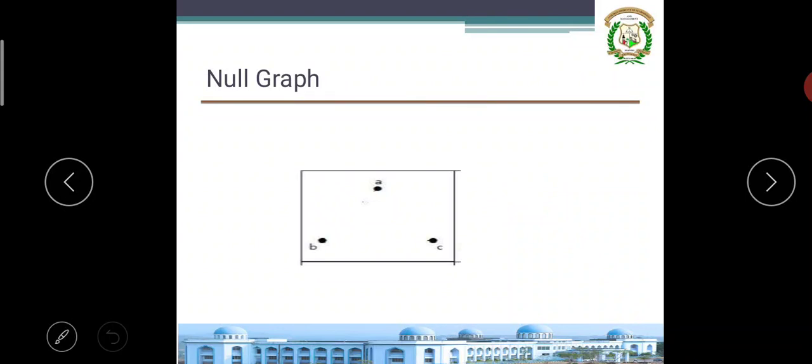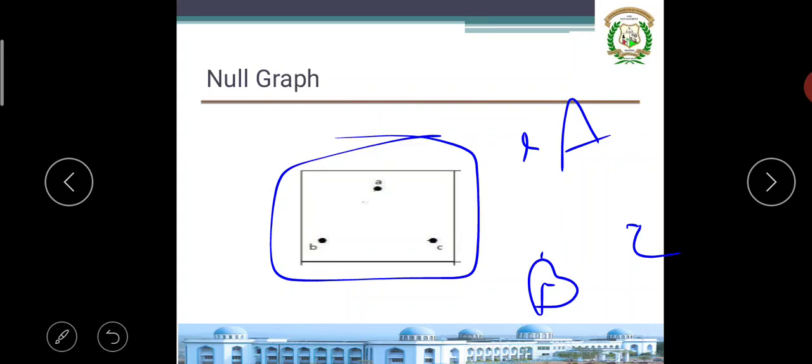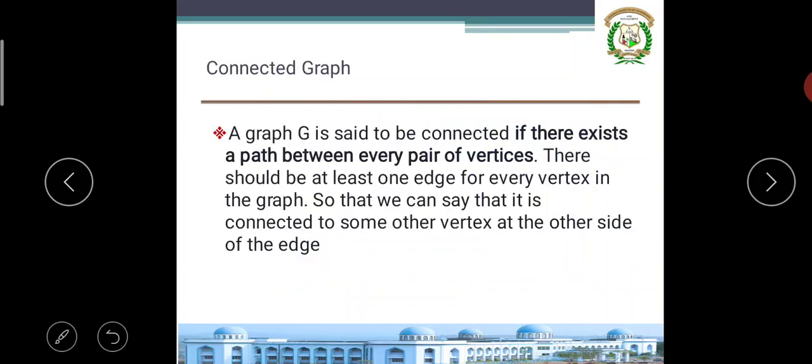If I take this point, I write A. If I take 2 points, I write B, C, 2 points, okay? Or these are 3 points, 3 dots, A, B, C. In all these graphs, the dots, what I call vertices, are there, but edges are not there. That is called a null graph.